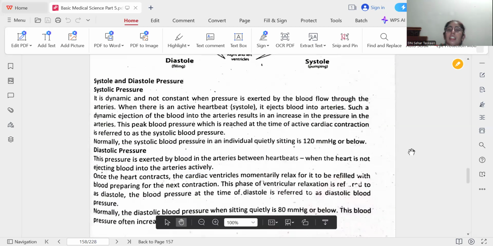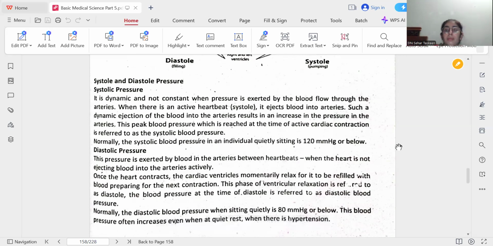Systole and diastole pressure क्या है? Systolic pressure क्या है? It is dynamic and not constant, when pressure is exerted by the blood flow through the arteries. When there is an active heartbeat, systole injects blood into arteries, and the dynamic injection of the blood into the arteries results in an increase in the pressure in the arteries. This peak blood pressure, which is reached at the time of active cardiac contraction, is referred to as the systolic blood pressure. Normally, the systolic blood pressure when sitting is 120 mmHg or below.